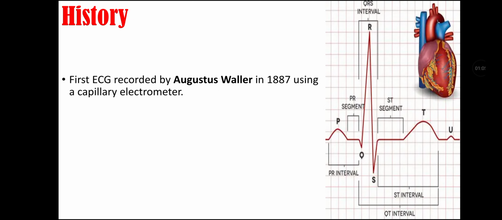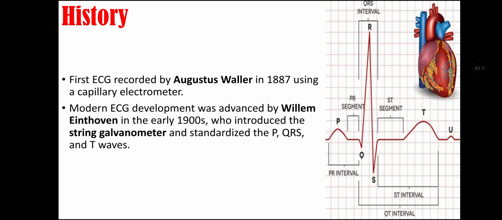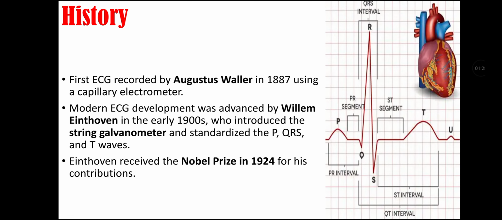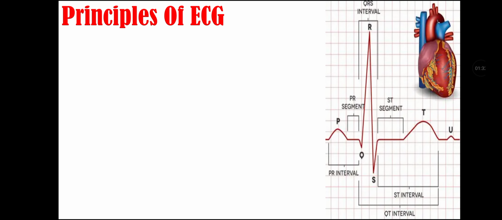History of electrocardiogram. The first electrocardiogram was recorded by Augustus Waller in 1887 using a capillary electrometer. Modern electrocardiogram development was advanced by Willem Einthoven in the early 1900s, who introduced the string galvanometer and standardized the P, QRS, and T waves. Einthoven received a Nobel Prize in 1924 for his contribution.